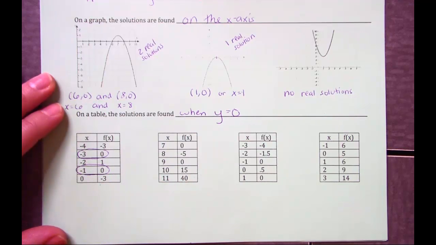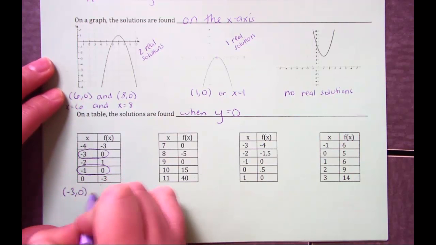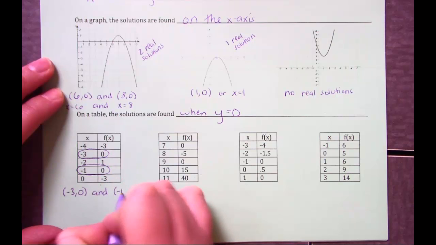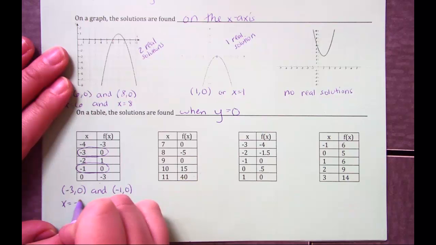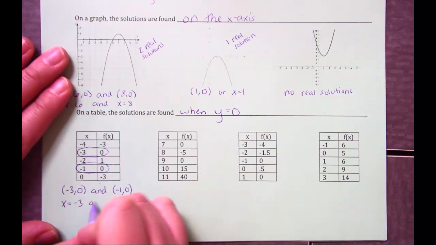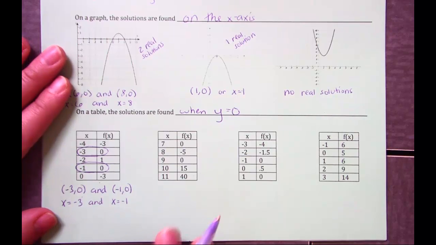and right here, which means that this function has two real solutions on this table, and they are -3, 0 and -1, 0. And I could also write that as x equals -3 and x equals -1. Both are acceptable ways to write a solution, either as an ordered pair or by putting x equals in front of it.